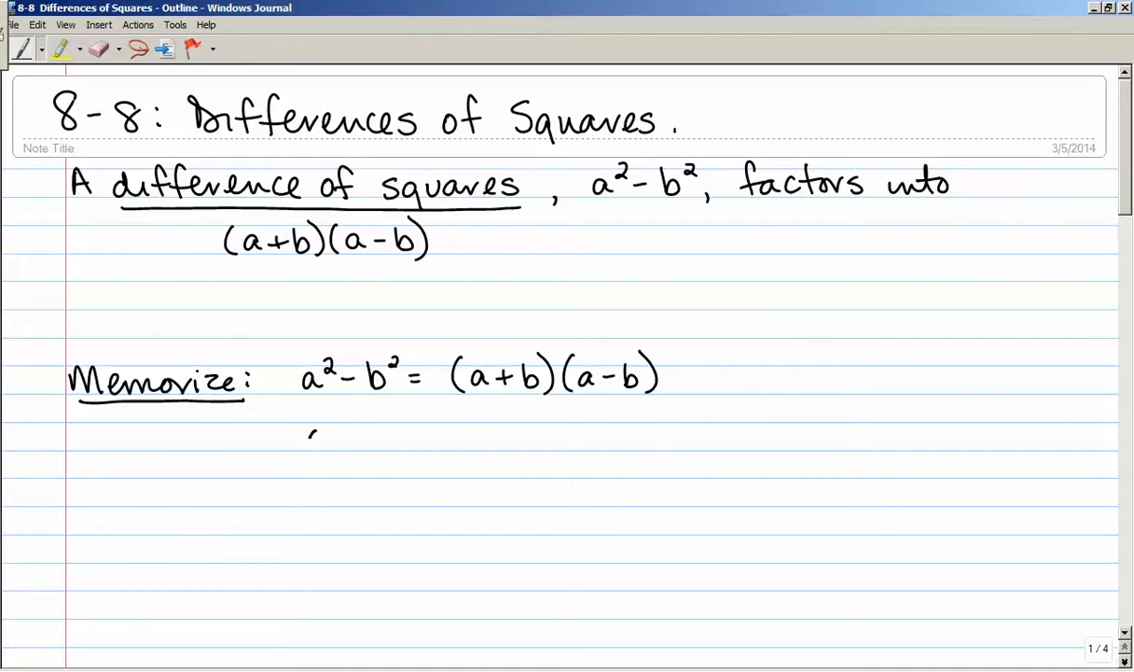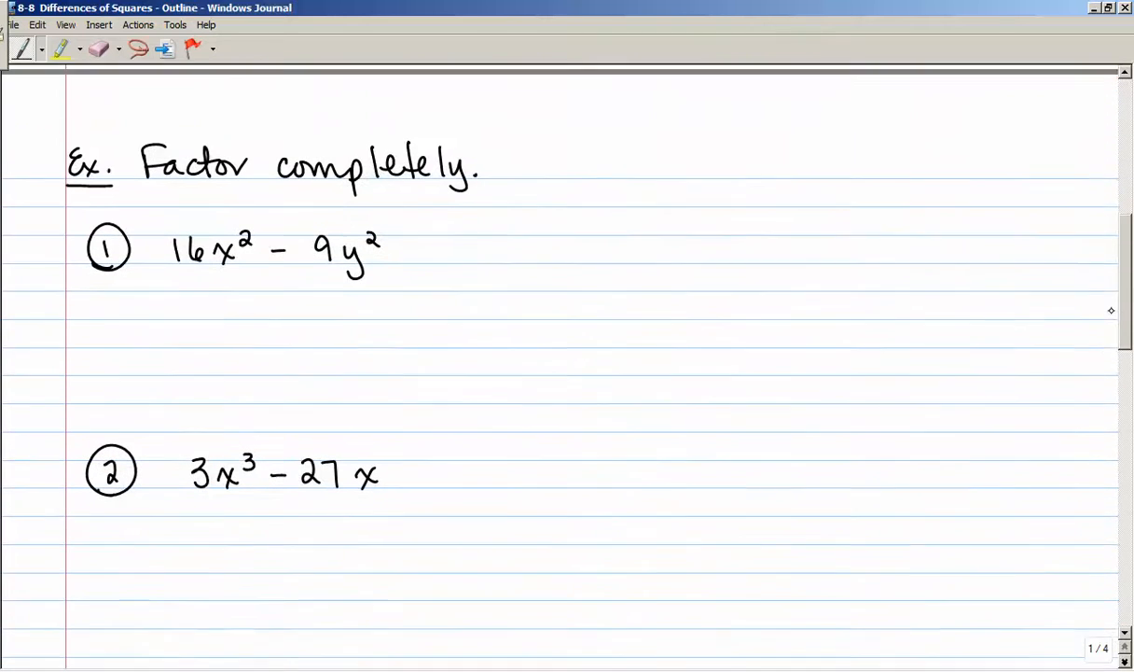A simple example of this would be something like x squared minus 9. Because x squared is actually an x and an x, that is a perfect square, and 9 is a 3 and a 3. X is going to be my a, 3 is going to be my b, so this will factor into an x plus 3 times an x minus 3. And it doesn't really matter if you put the plus 3 first or the minus 3 first. Let's take a look at a couple examples here.